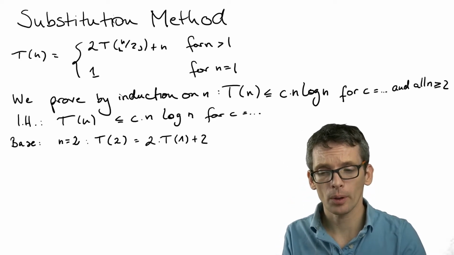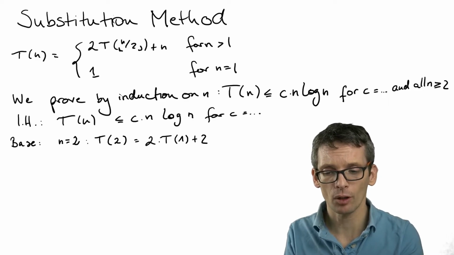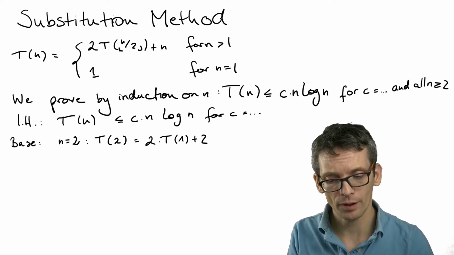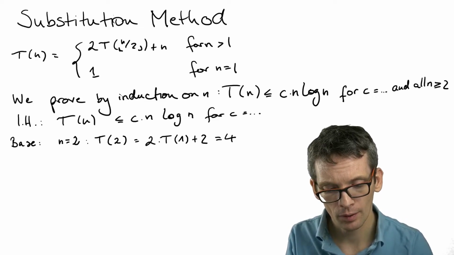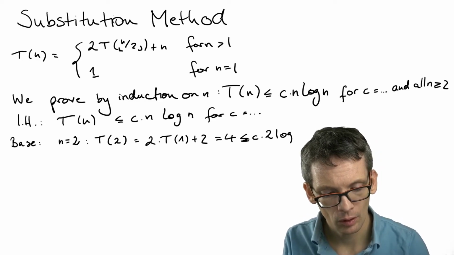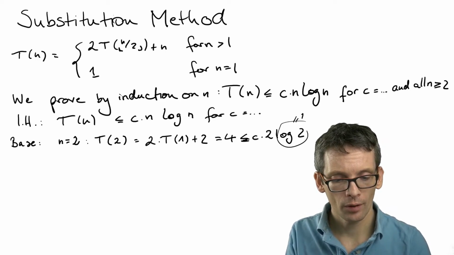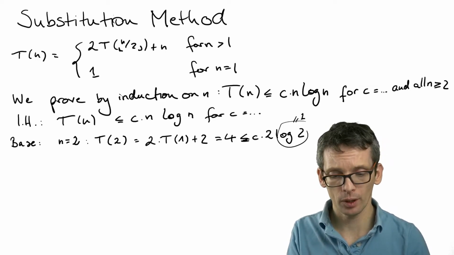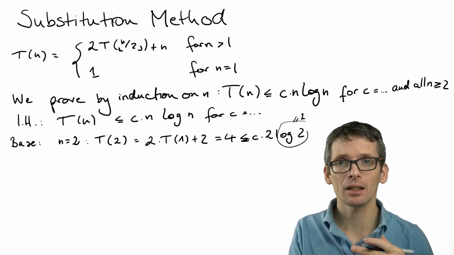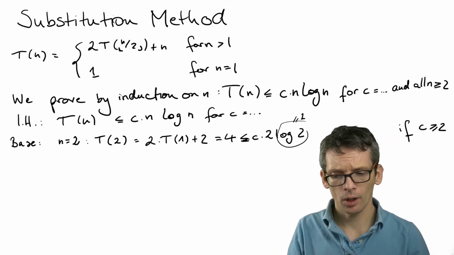So we use the recurrence. We get 2 times t of 2 divided by 2, so t of 1. 2 times t of 1, that's 2, plus n is 2, so 2 plus 2, that's 4. And that should be smaller or equal c times 2 log 2. Now log 2, that's 1, so we simply have c times 2 here. 4 smaller or equal c times 2 is true as long as c is larger or equal to 2. So if c is larger or equal to 2, we have this.